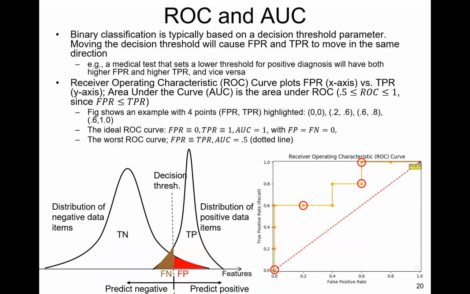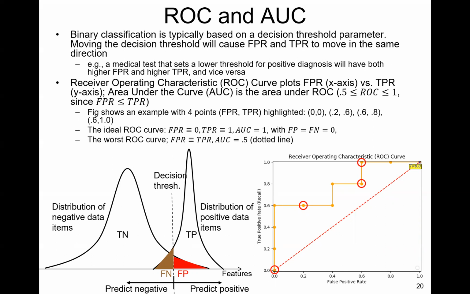So I added a figure on this slide to explain better the concept of false positive rate versus true positive rate. Binary classification is typically based on a decision threshold parameter shown here. Suppose the horizontal axis is a set of features, could be multidimensional, could be very high dimensional, but I just draw it as one dimensional for illustration. This distribution is the negative data items, say the set of people who are healthy. And this is the distribution for the positive data items, say the set of people who are sick.